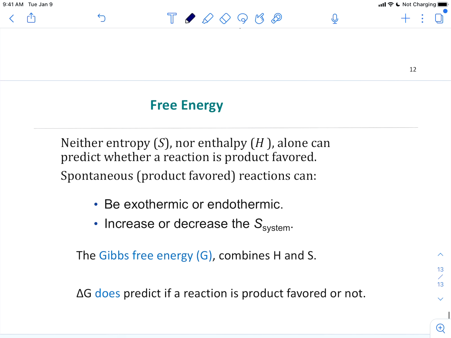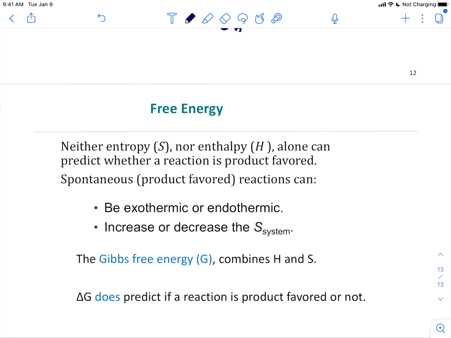The last concept in the chapter that we're going to talk about here in the video is free energy. And I just have one slide on this. We're going to talk about this right now and save the rest for lecture because it's an advanced topic. But the important statement here is that neither entropy nor enthalpy alone can predict whether a reaction is product favored. We need to consider both parts of that story.